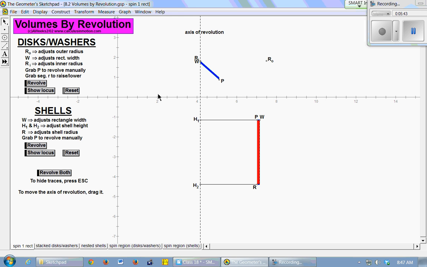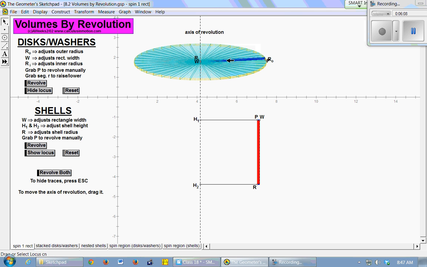So your axis of revolution can be horizontal or vertical. So this would be your representative slice. Revolve it around, and you can see we're creating a disk with a very small thickness. We would call that thickness delta x, or delta y in this case, because it's vertical. And you can see this disk is just made up by rotating a rectangle around the axis.